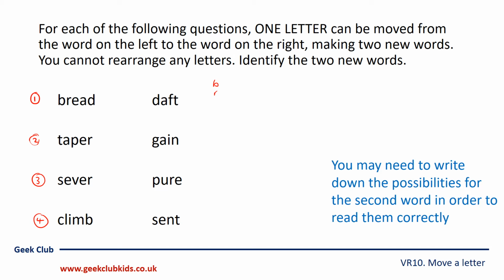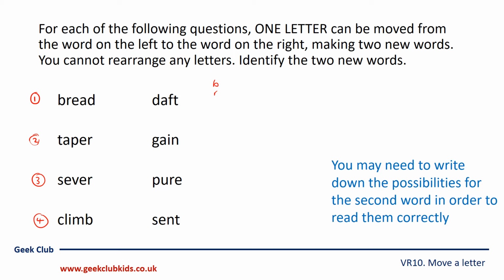If we remove the E, we'd have Brad. If we remove the A, we'd have bred without the A, but that's not a word. And if we remove the D, we'd have brea. That's not a word either. So B or R must be the letters that we could insert into daft to make a new word.